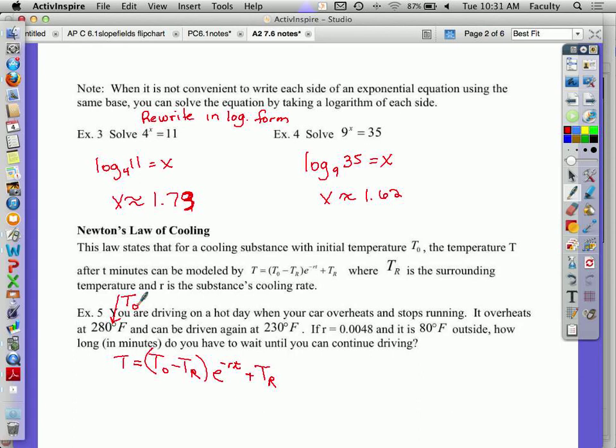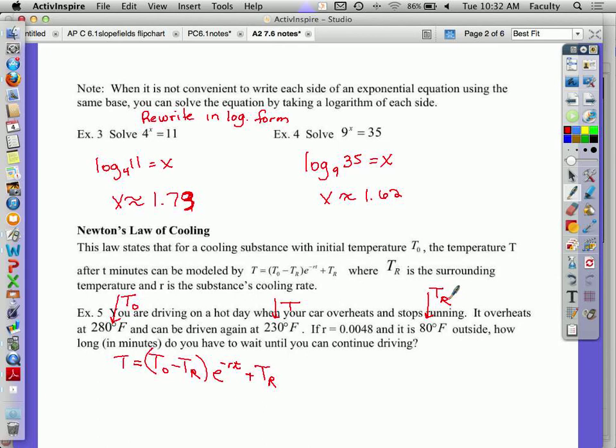No, that's not our surrounding. Surrounding temperature is like, what's the temperature of the room? What's the temperature outside? So no, 230 degrees is not T sub R. It's capital T. It's not the exponent. Little t is time. Okay? This is the temperature we needed to get to before we can drive it again, right? There's our R. Now, what's 80 degrees Fahrenheit represent? That's T sub R. That's the surrounding temperature. And we're trying to find little t. T is the time in minutes.